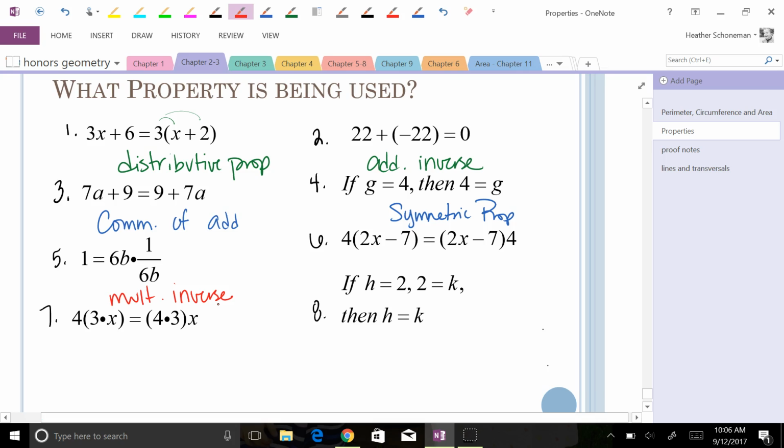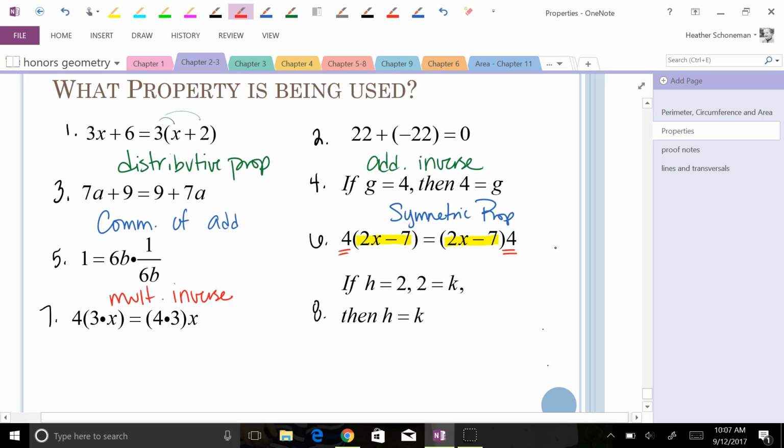Number 6. And on number 6, everyone says, oh, that's a distributive property. The distributive property only has parentheses on one side. So then you say, oh, well, it must be the associative property because it has parentheses. They're grouping. Well, let's look at these parentheses. Here it says 2x minus 7, and here it's 2x minus 7. The associative property changes the groups, but here the groups clearly have not been changed. What's been changed is where the 4 is.